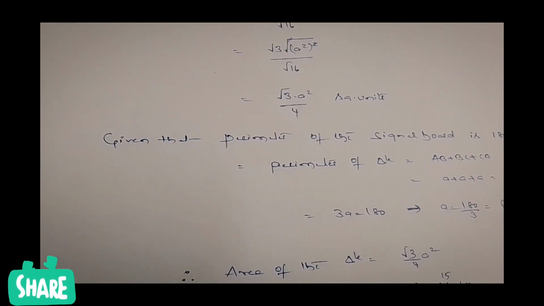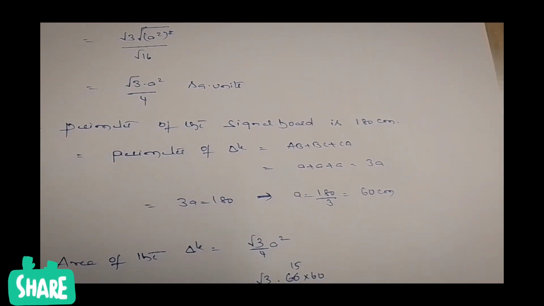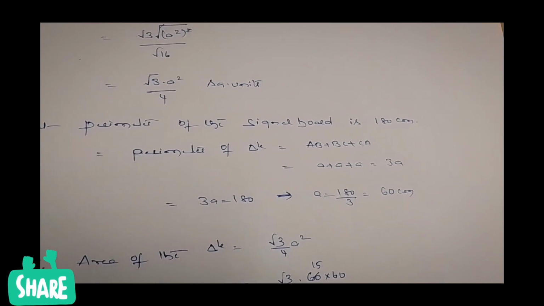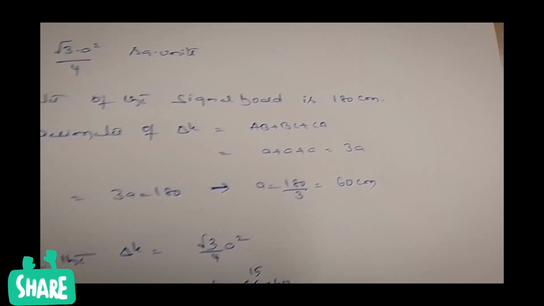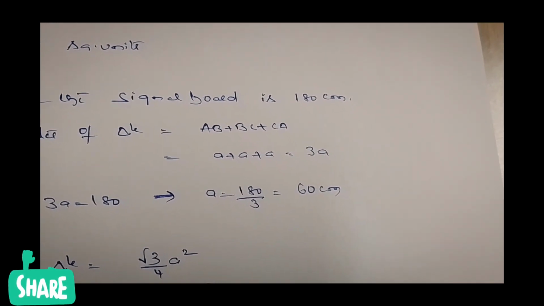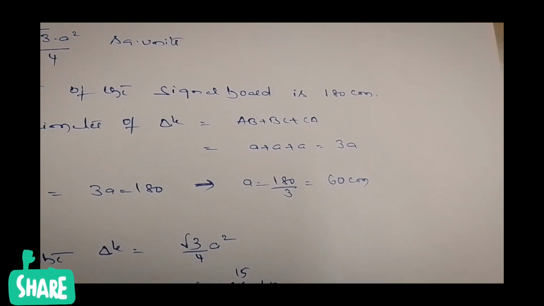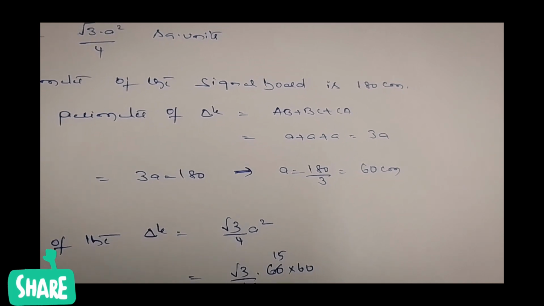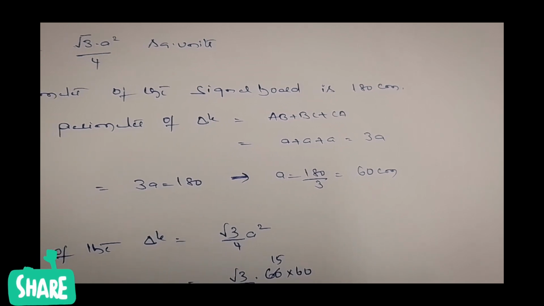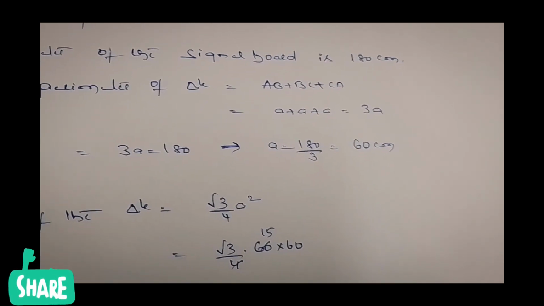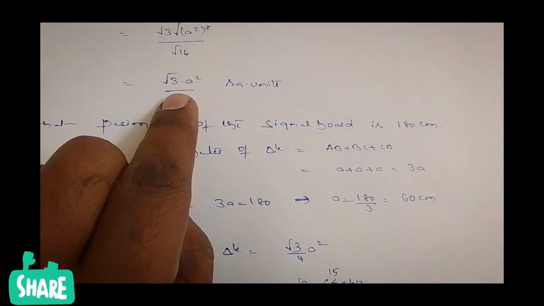But in the given question, the perimeter of the signal board is given as 180 centimeters, right? What is the perimeter of a triangle formula? The sum of all the sides, AB plus BC plus CA. All the sides are the same because it's an equilateral triangle, so we get A plus A plus A equal to 3A. 3A equal to 180. Make A the subject and find the value of A. We got A equals 60 centimeters, guys. Substitute that 60 centimeters in this formula.